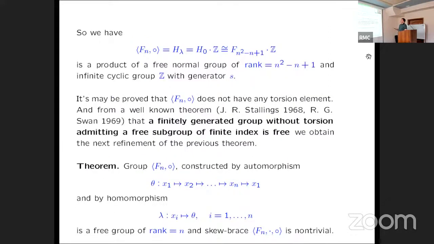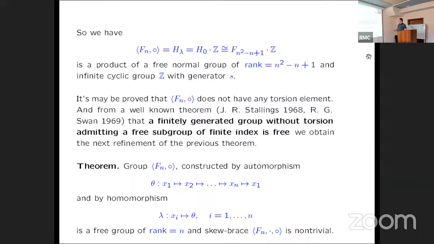So we have Fn with operation circle is a product of free normal subgroup of rank n squared minus n plus 1 and infinite cyclic group Z with generator S. I know that this product is not a split extension. It may be proved that Fn with operation circle does not have any torsional elements. And from a well-known theorem proved by Stallings and Swan that a finitely generated group without torsion admitting a free subgroup of finite index is free, we obtain that our multiplicative group is free group of rank n.